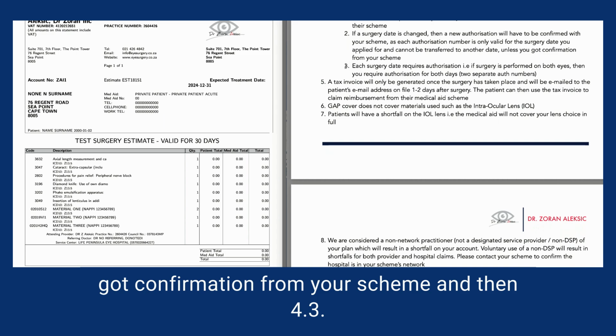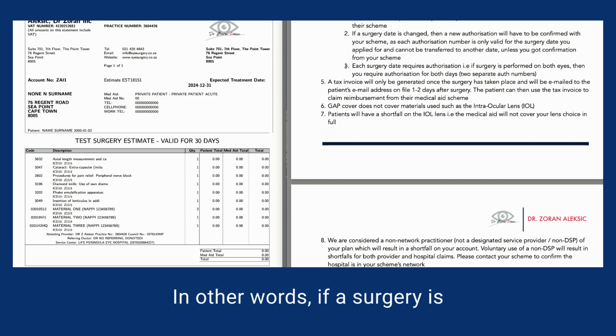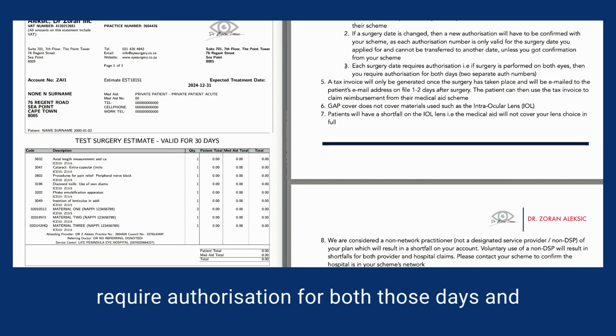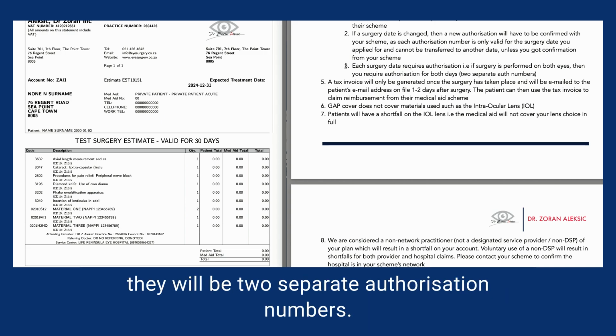And then 4.3, each surgery date requires authorization. In other words, if a surgery is performed on both eyes, then you would require authorization for both those days, and they will be 2 separate authorization numbers.